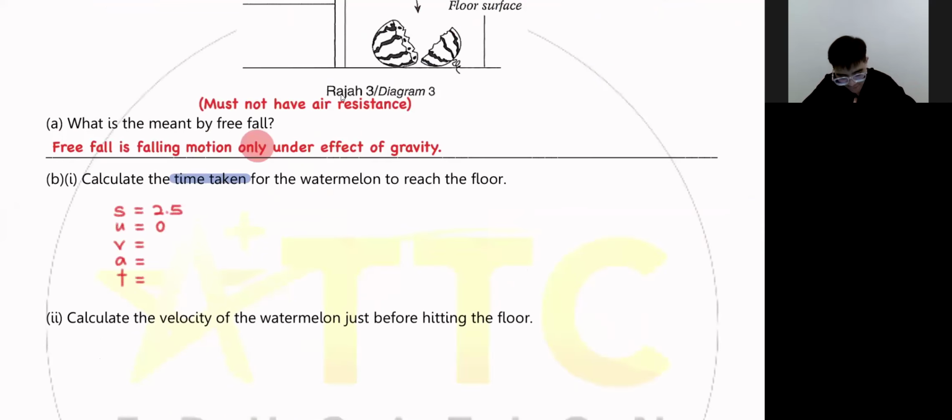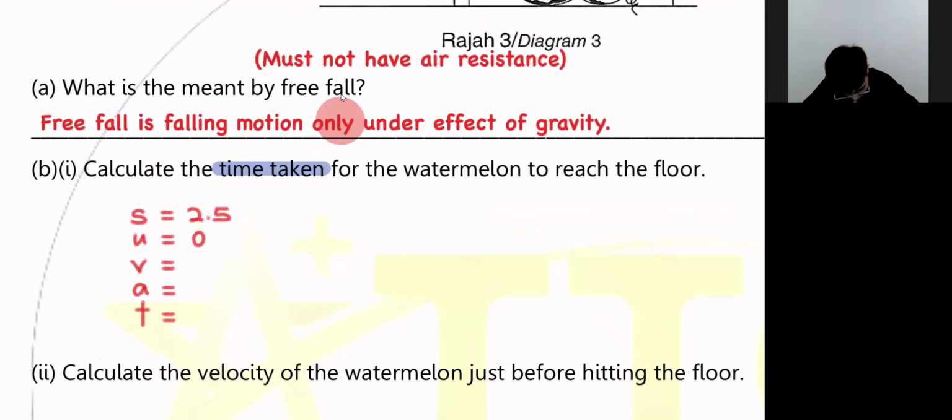Then the final velocity is not given by the question, because the question did not tell you the final velocity of the watermelon before reaching the ground. Remember, V, the final velocity, is the velocity of the object just before hitting the ground. Imagine this is the ground: when the object falls, the moment just before it touches the ground, that speed is called the final velocity. We do not have that, right? The question did not tell you the speed of the watermelon just before hitting the ground.